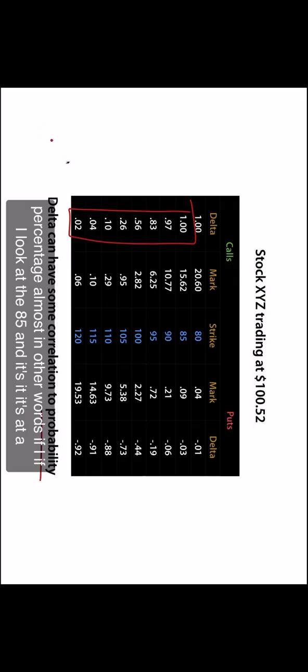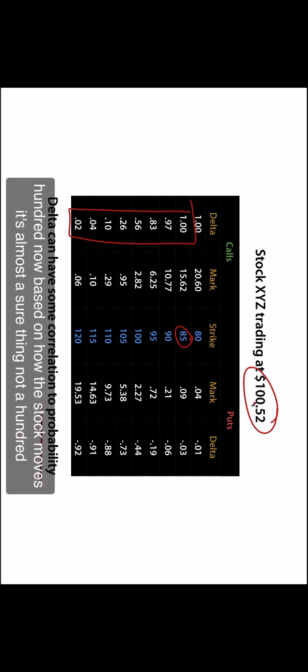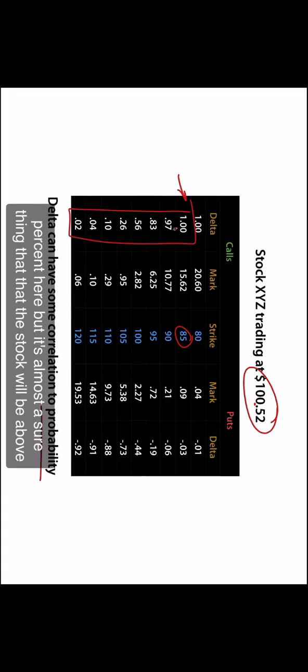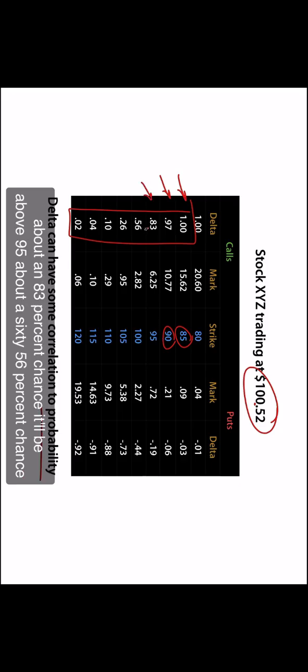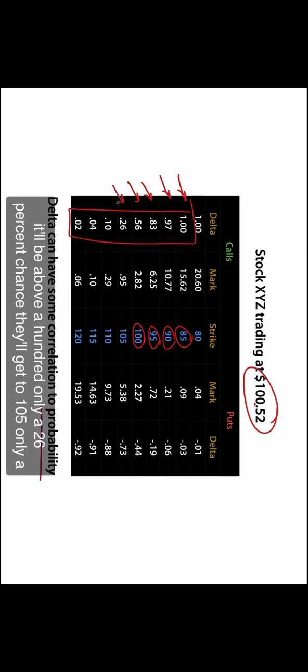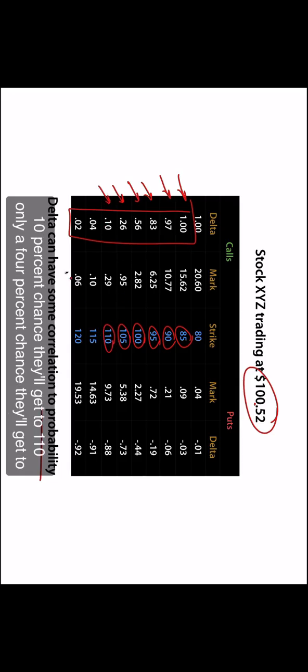In other words, if I look at the 85 and it's at 100 now, based on how the stock moves, it's almost a sure thing, not 100% here, but almost a sure thing that the stock will be above 85 at expiration. About a 97% chance it'll be above 90 at expiration. About an 83% chance it'll be above 95. About a 56% chance it'll be above 100. Only a 26% chance it'll get to 105. Only a 10% chance it'll get to 110.